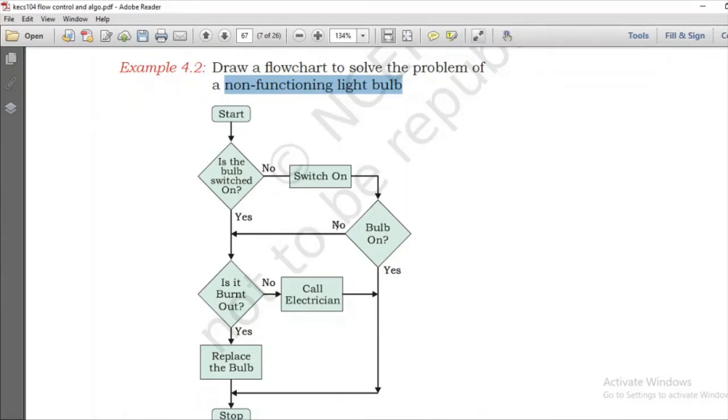Bulb is not on. So you can go, is it burnt out? Is it burnt out means, is it problematic? Then no. If it is not, then call the electrician, and if it is yes, burnt out, then you can replace the bulb. So this tells you what steps you need to follow if your bulb is not functioning.